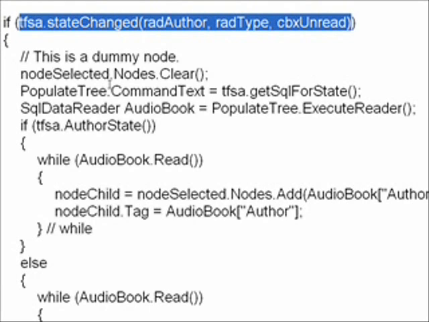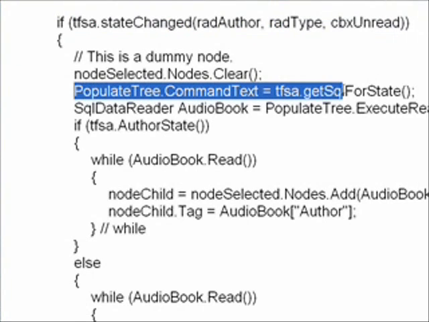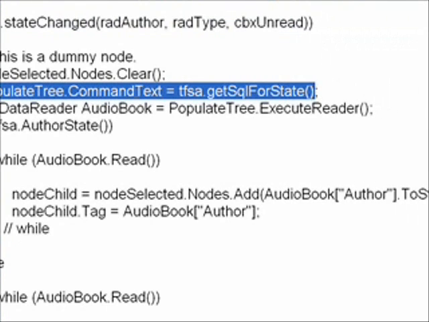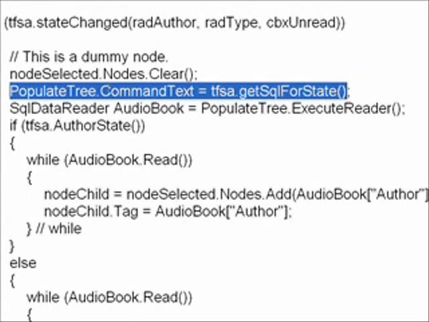So the next major change from the previous lesson is instead of having the command text set to a fixed string variable, we now call another method within the finite state automata called getSQL for state. So we're going to have a variable SQL statement based on what the state of the buttons is, and that's handled once again by the finite state automata class.